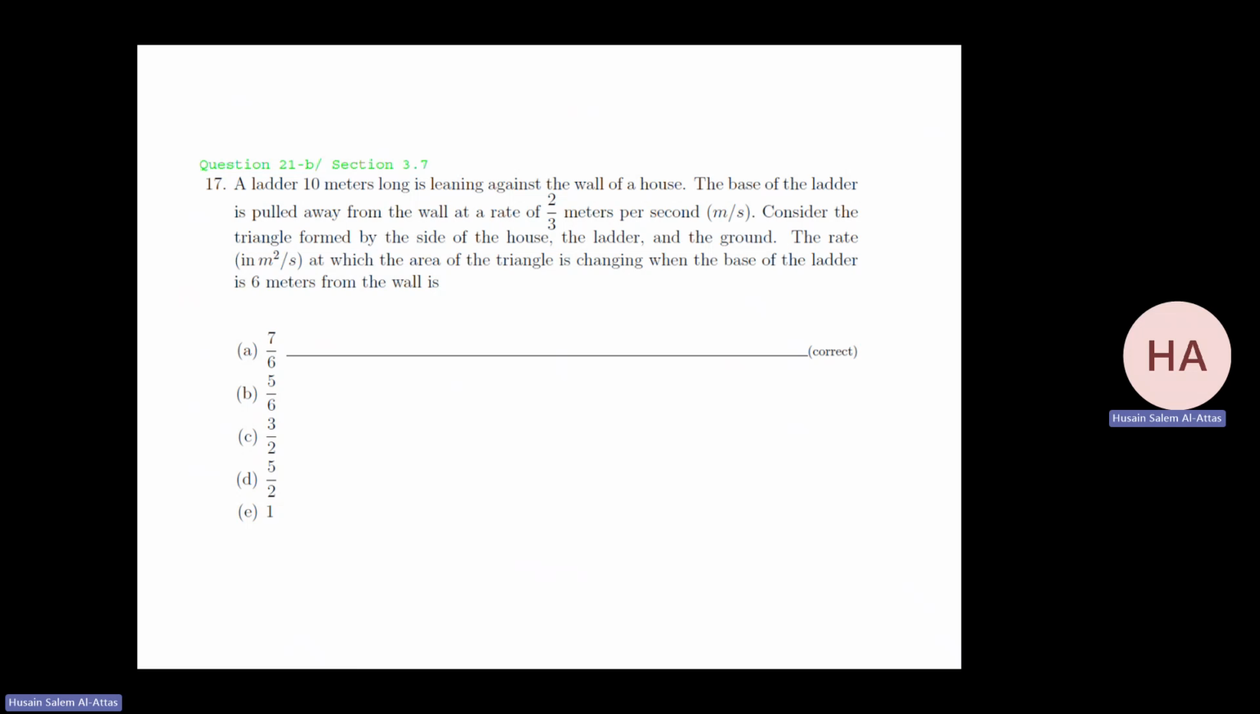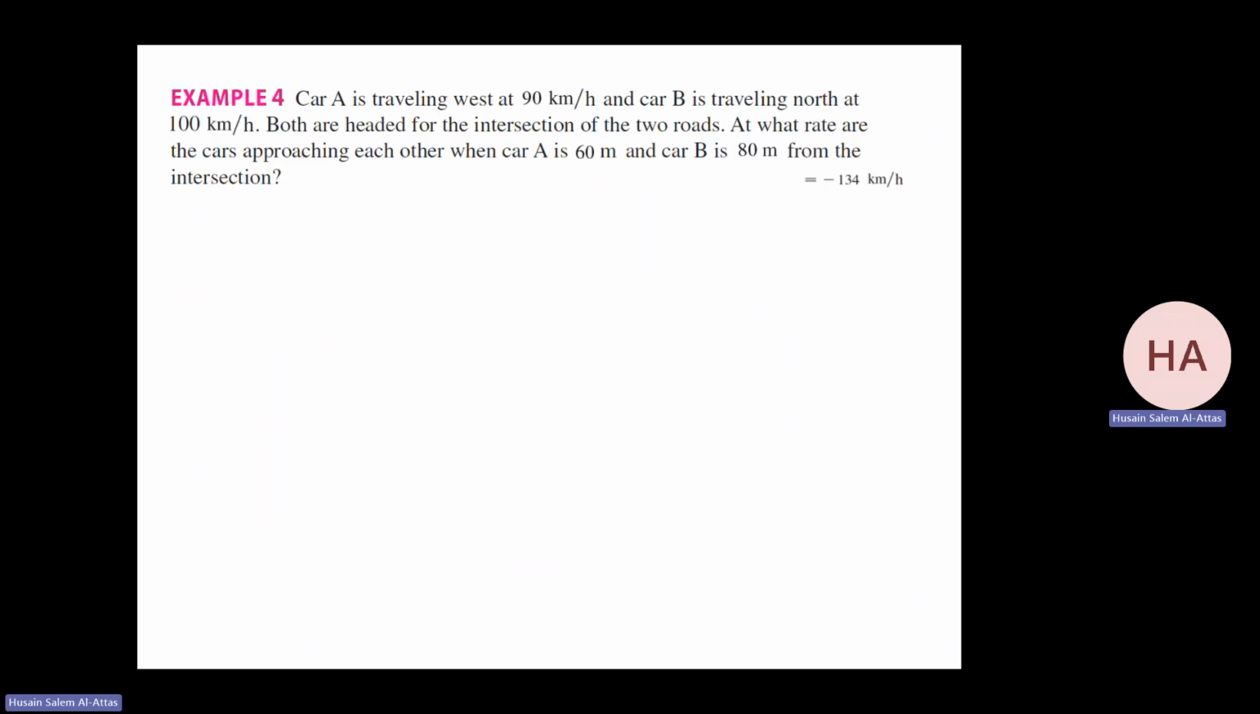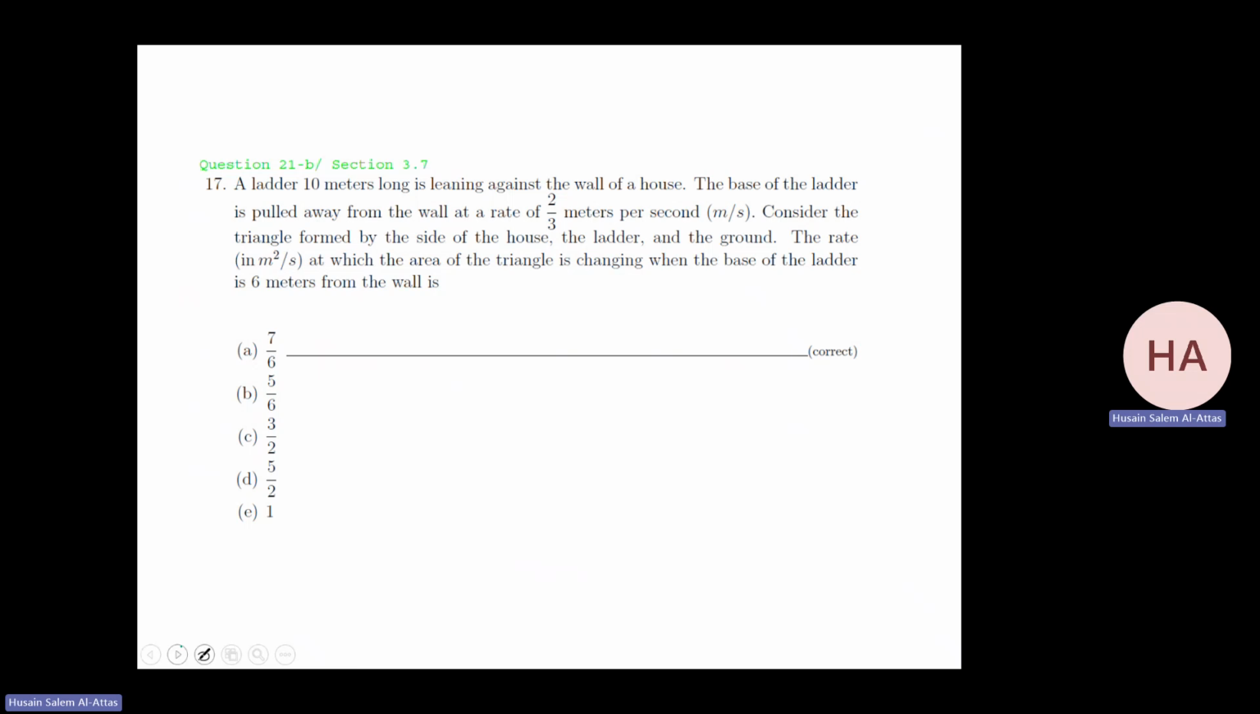Let me go to all the exam questions. Ladder problem. Interesting problem. Okay, what do they want? The same thing. You have a wall and you have a ladder leaning against the wall. This is 10. The base of the ladder is pulled away from the wall at the rate of this. Okay. So this is x, this is y. So I have dx by dt equal to 3.